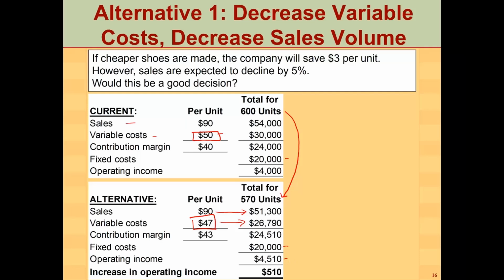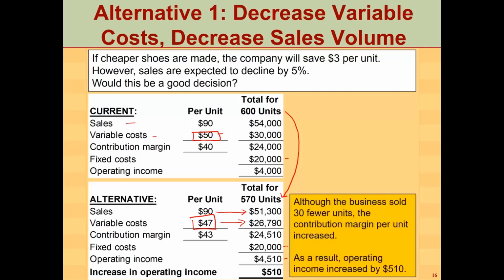Good initiative or not? Although the business sold 30 fewer units, the contribution margin was greater. So there you go, 24,000 up on the top, 24,510. Since fixed costs are the same, I could just look at that line right there, and operating income is up by 510. That would be a good initiative. Basically what happened was, even though I sold fewer units, I was making more contribution margin per unit, and so that had a greater effect, and alternative one would be a good initiative for the business to do.